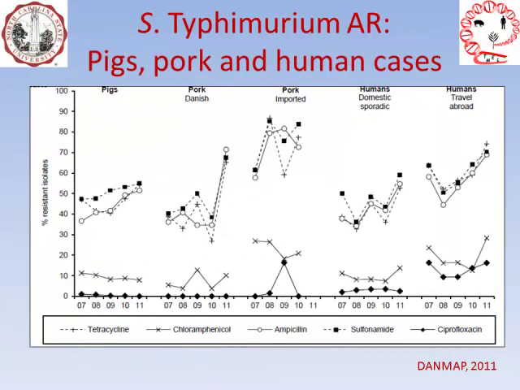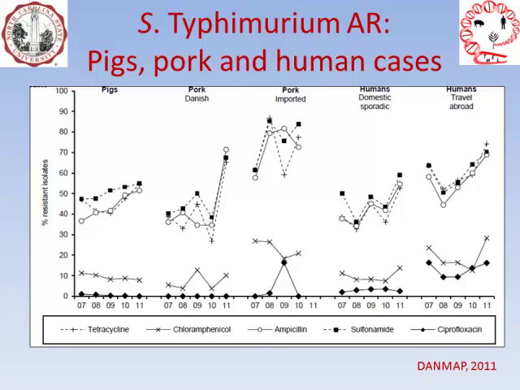Now this is Typhimurium antimicrobial resistance in pigs, pork, and human cases. Okay, so I've already shown you this particular site where ampicillin, tetracycline, sulfonamide is going up. This is pork that is indigenous in Denmark. You can see there's a big spike very recently in tetracycline and sulfonamides and ampicillin. This is pork that is imported, so 25% of the pork in Denmark is imported from countries that use antimicrobials for growth promotion. Okay, it's going up.